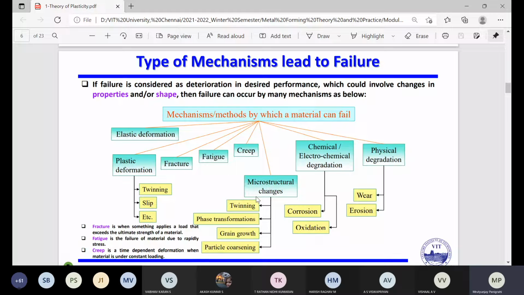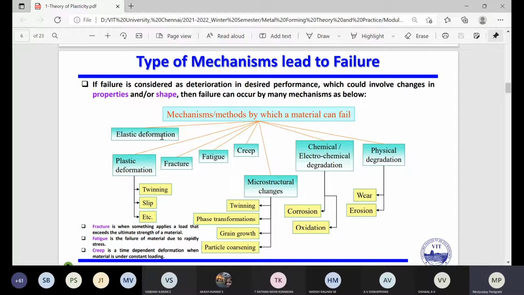Yes, sir. So this slide you also have to understand, where I mention the basic mechanisms to find out the failure. Failure is considered as a deterioration in a desired performance, which could involve changes in property and or shape, because we are going towards deformation, and we are going to find different properties, different microstructure, and also different geometry, shape and size. So failure can occur by many mechanisms. What are the basic mechanisms we have?